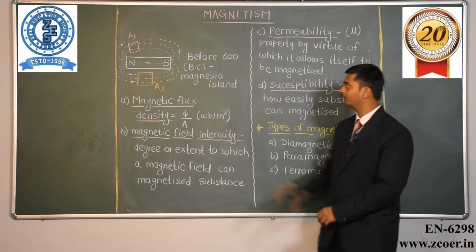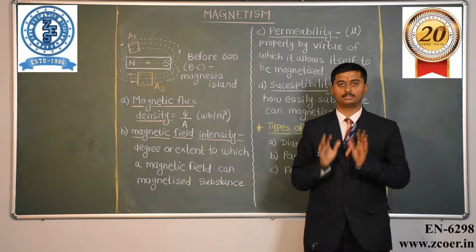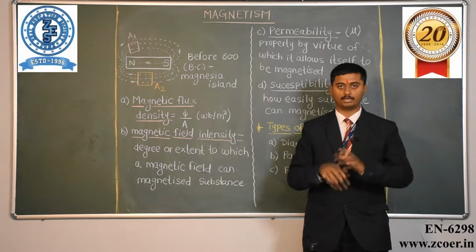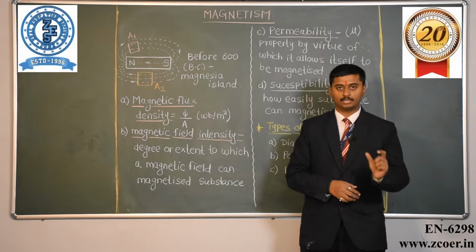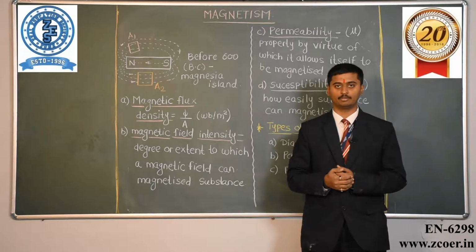Today we are going to see the topic of magnetism, basic concepts of magnetic material and its types. Before going into detail, what is actually a magnet? A magnet is a substance which possesses the property of being magnetized. Magnetic materials are those materials which attract iron filings towards themselves.